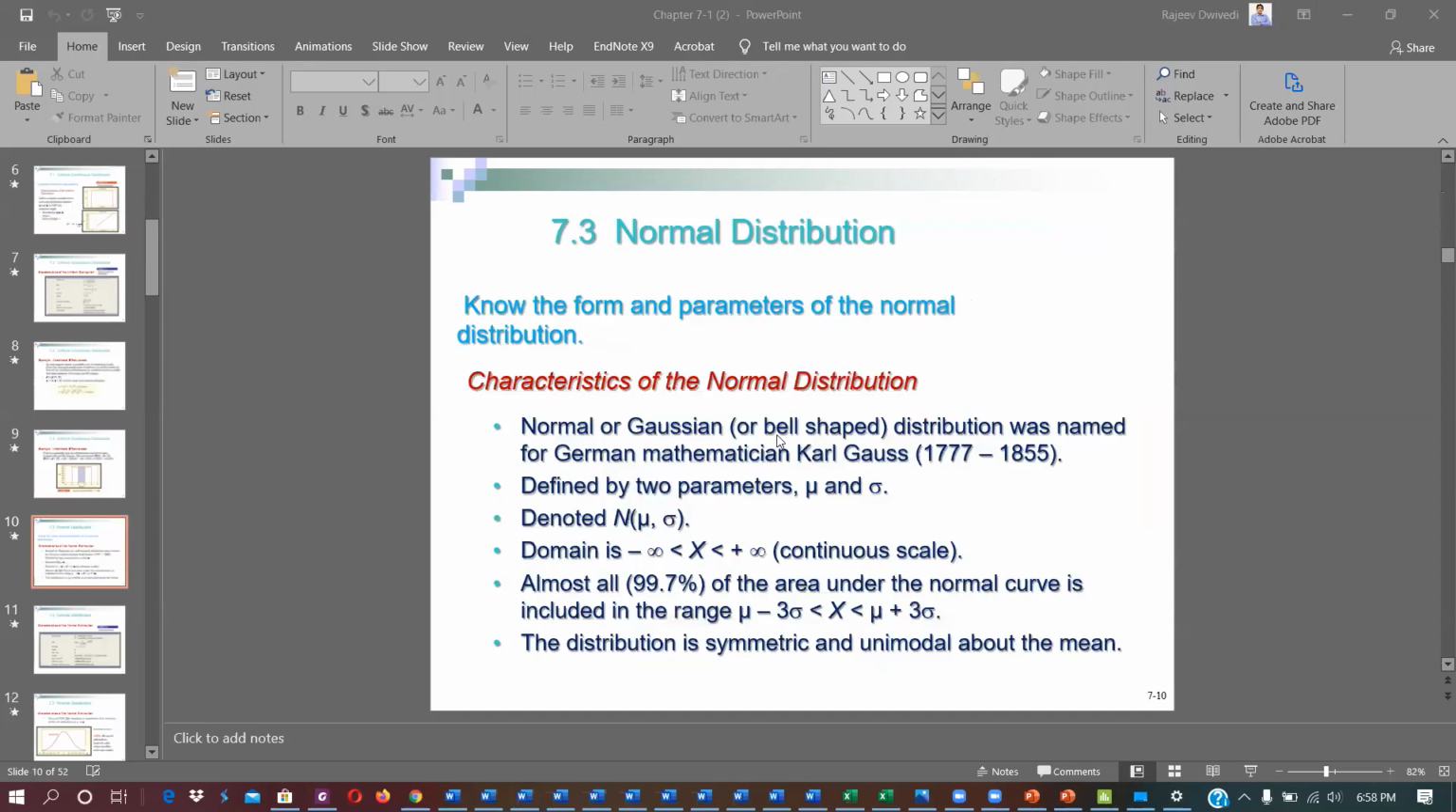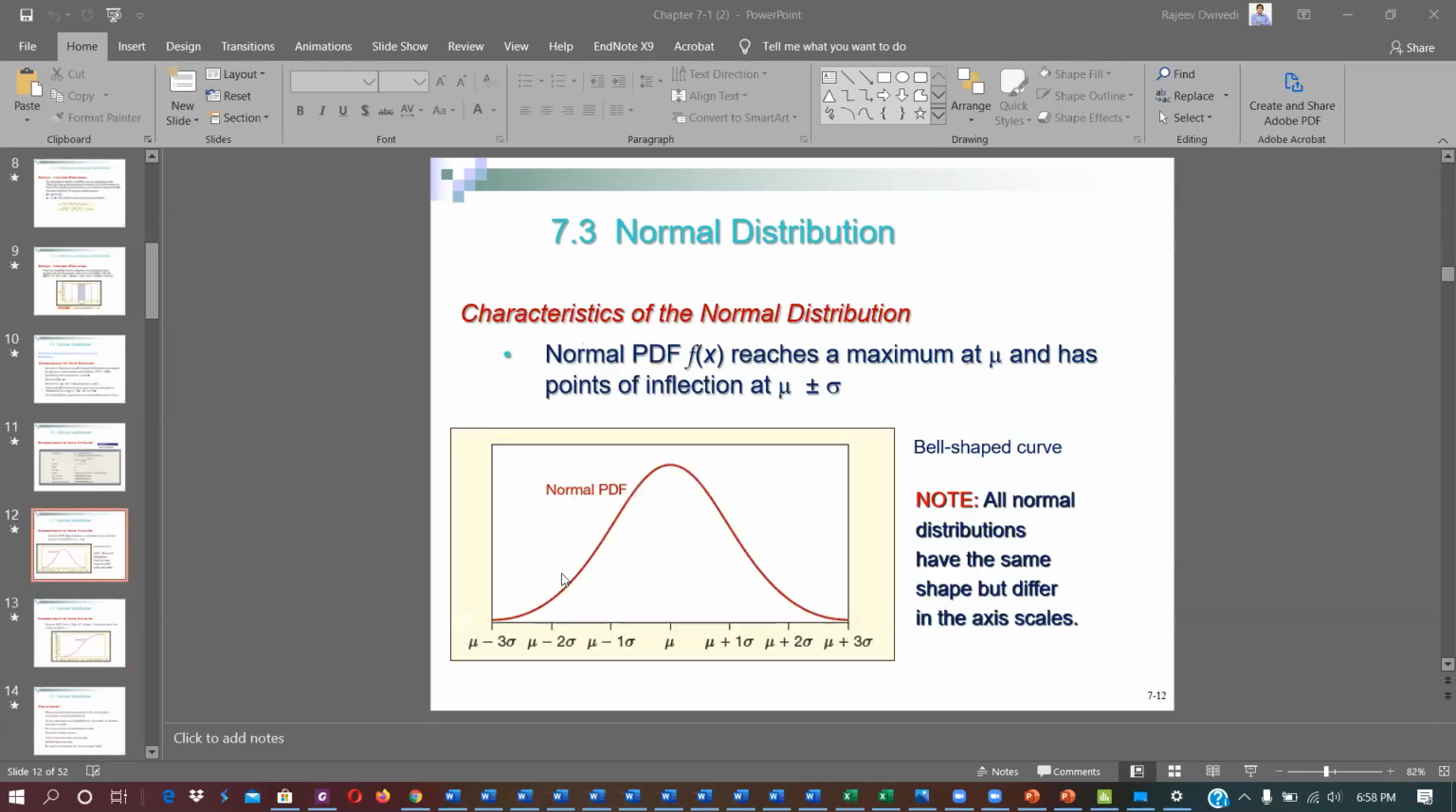Normal distribution, bell curve, Gaussian distribution, these are the names of the same distribution. Here, two important parameters, mu and sigma, where mu is the mean and sigma is the standard deviation. Domain is minus infinity to plus infinity. Remember, 99.7% of data is within 6 sigma, mu minus 3 sigma to mu plus 3 sigma.